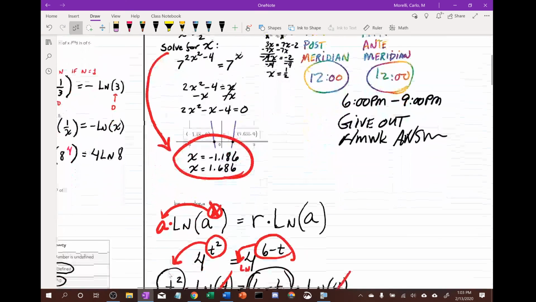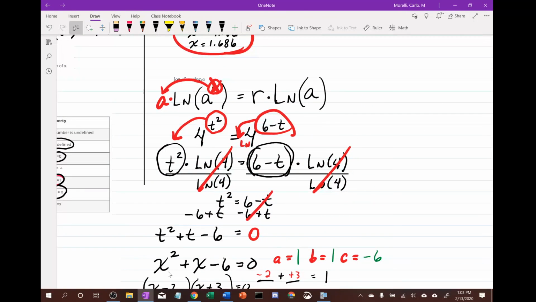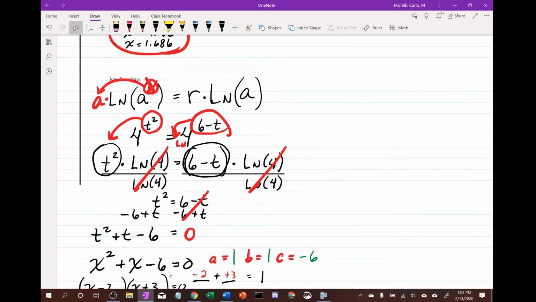Here, I want to do this one. 7 to the 2x squared minus 4 equals 7x. No, this was the one, right?